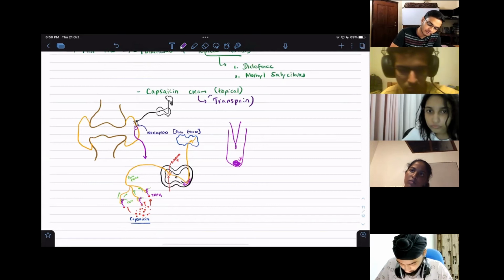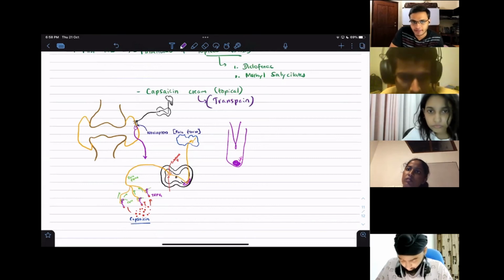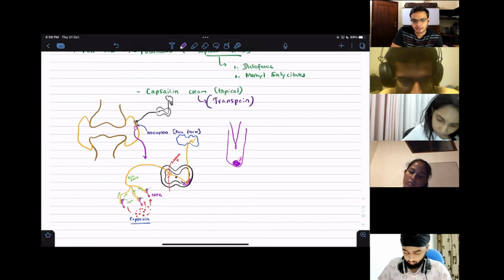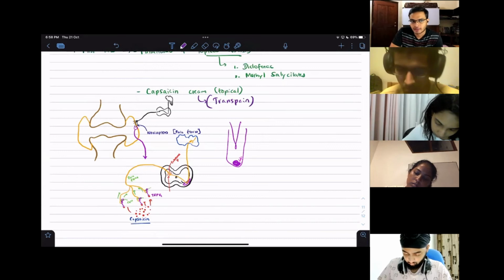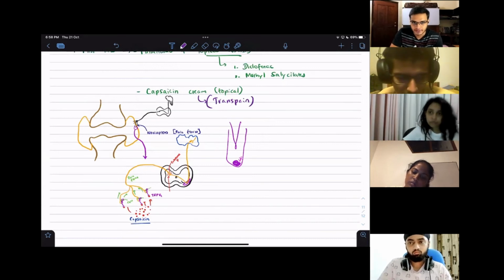Transpain. This is the brand name. You all can just check. Usually 0.5% capsaicin, sometimes 1%, sometimes 2%. There are different preparations.